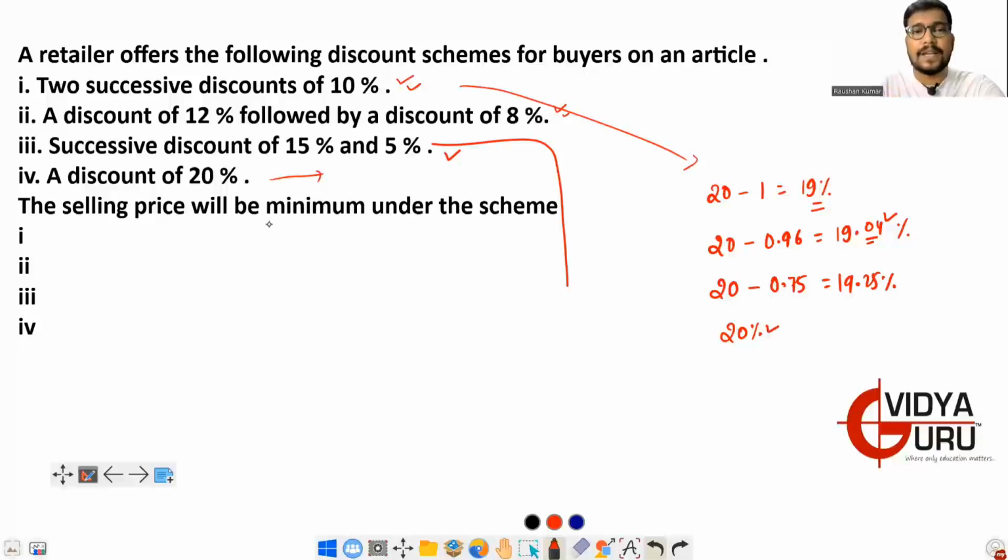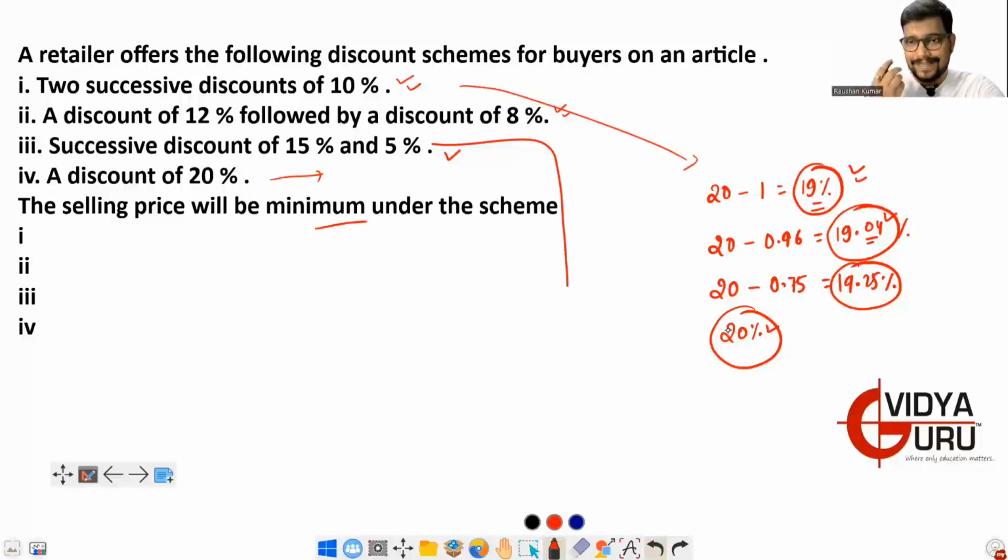Now the selling price should be minimum under the scheme. So we have to see in which scheme we will get the minimum selling price. Here in the first part we are getting 19% discount, second part 19.04, third part 19.25, and in the fourth we are seeing 20% discount. What does it mean? If the discount is maximum, we will get the minimum selling price. So which scheme will be beneficial for us? The beneficial part will be the fourth part. So our answer should be the fourth one.